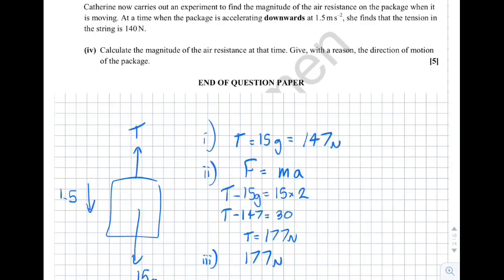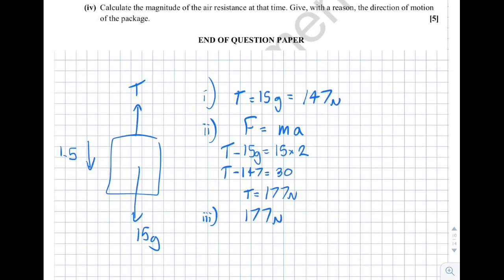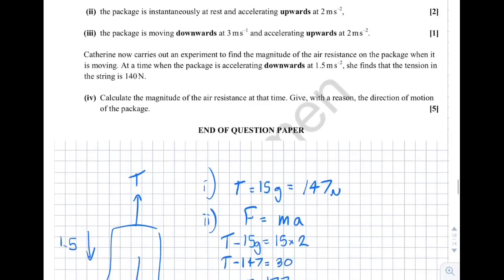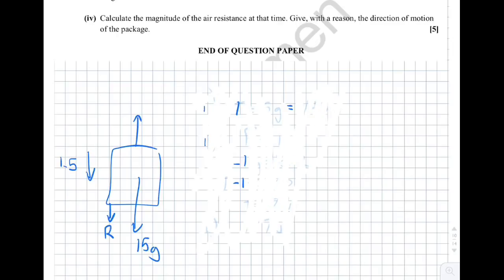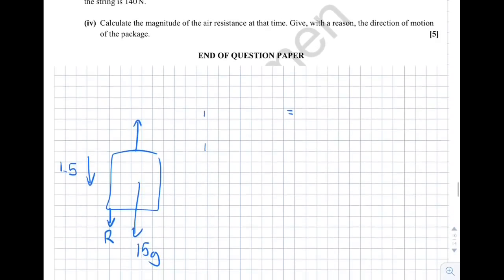So I'm just going to assume the package is travelling downwards, and I'm going to put the air resistance, which I'm going to call R, going down. This is fine because if we get a negative answer, then we just know the air resistance is going in the opposite direction, and that will give us a bit of information about the direction of motion. Now we know that T, they told us, was now 140 newtons. So we know this is 140.